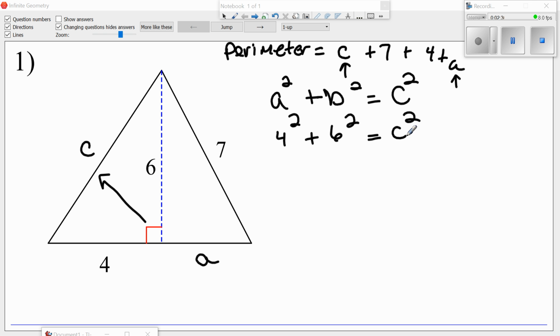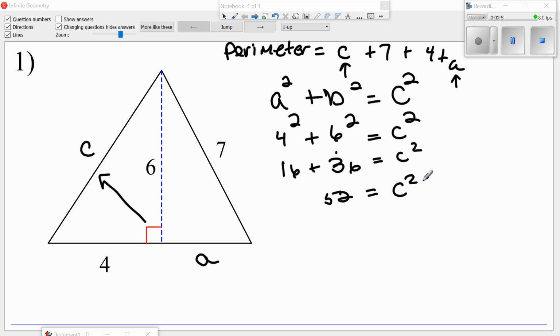Remember, when you're solving equations, simplify your terms. 4 times 4 is 16. 6 times 6 is 36. That equals C squared. Add these two together. 6 plus 6 is 12. Carry the 1. 1 plus 3 is 4, plus 1 is 5. So 52.